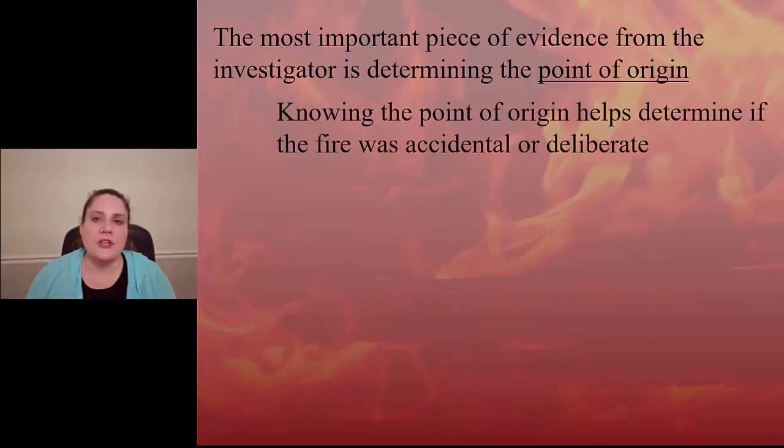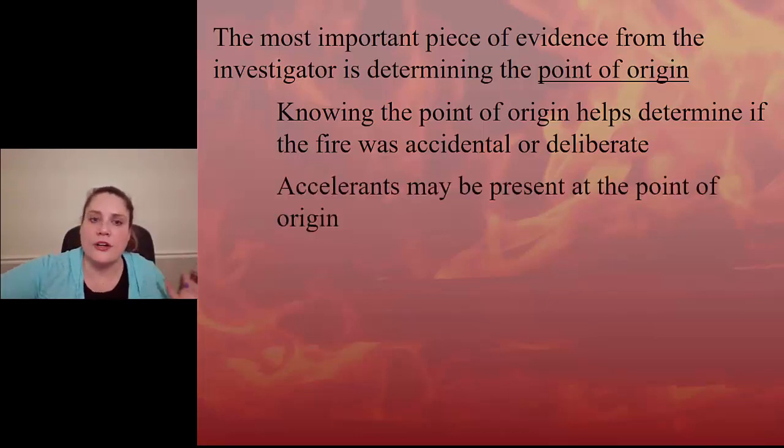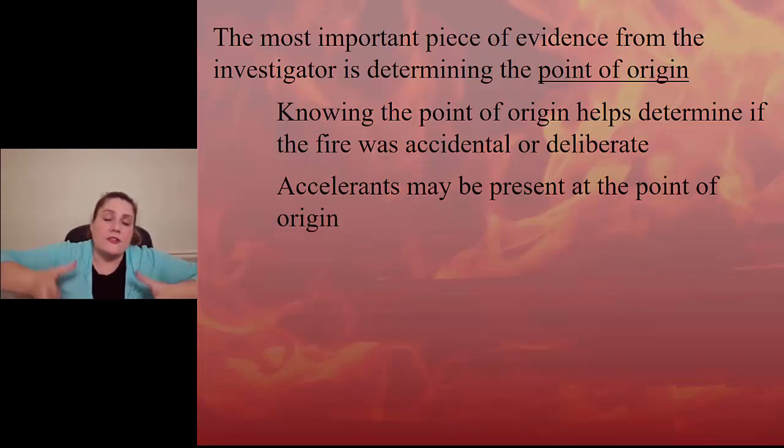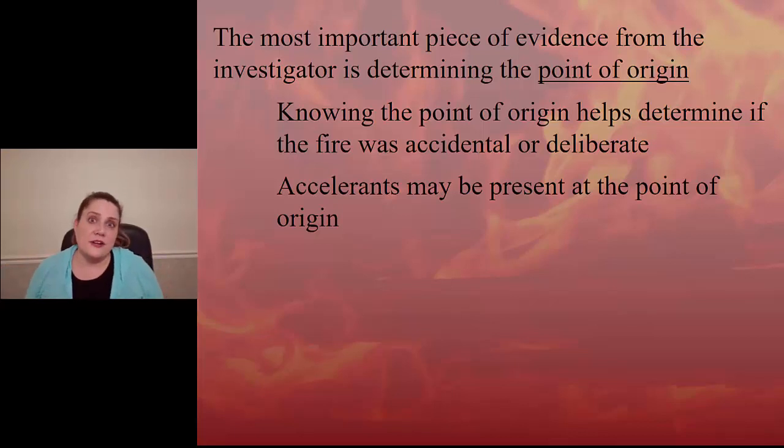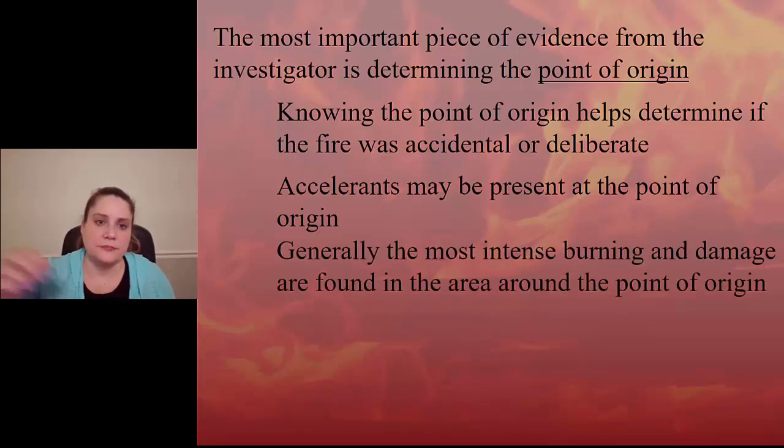Okay. If you know the point of origin, that can help you figure out whether we're talking about an accidental fire or a deliberate fire. Part of that is because there might be accelerants present at the point of origin. So if you can get to, okay, here's the place where the fire started, let's see if there are accelerants here. Oh, there are accelerants here. I wonder why there are accelerants here.